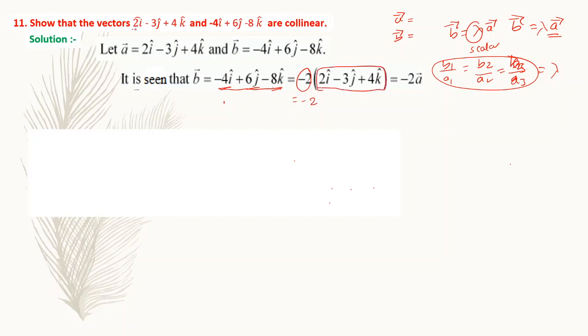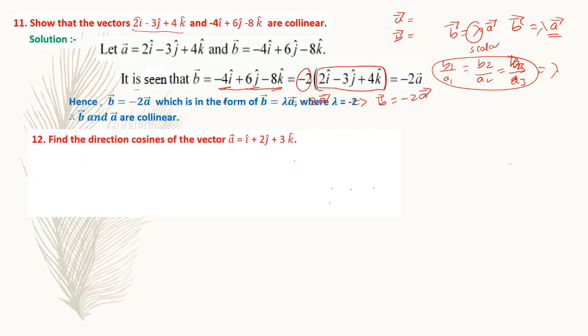Now 2i minus 3j plus 4k is nothing but vector A. So now this is in the form of vector B is equal to lambda into A, where lambda is equal to minus 2. Therefore, the given vectors are collinear. Okay, so now let's move to the next question.